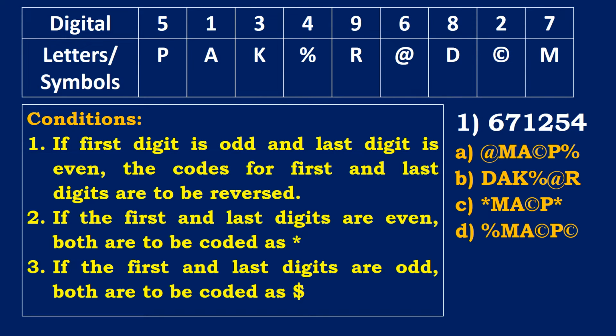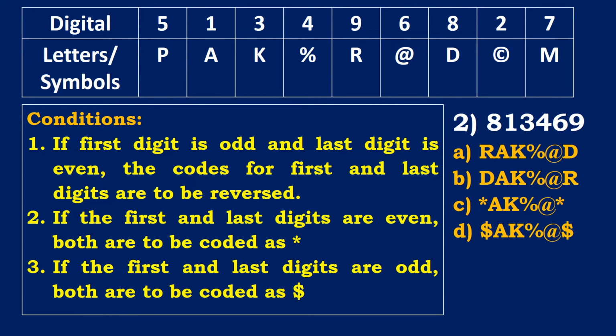1. The value 671254 is represented as. According to the second condition, the first and last digits are even, and both are to be coded as asterisk. As a result, option C is the correct answer. 2. The value 813469 is represented as. All three conditions are invalid for the given value. Hence, simply substitute the letters or symbols for the given numbers. As a result, option B is the correct answer.